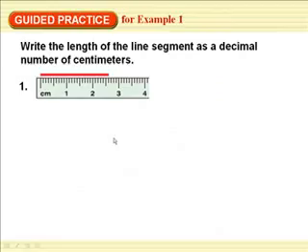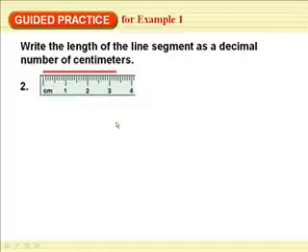So let's take a look at this one. We're measuring it as a decimal number of centimeters, so we know it's between 2 and 3. It's between these two, 2 and 3, so it's 2 point something. And it's coming out to this one between 2 and 3. Remember, there's 10 millimeters, so 5 is halfway. This one would be 6, so 2.6 centimeters.